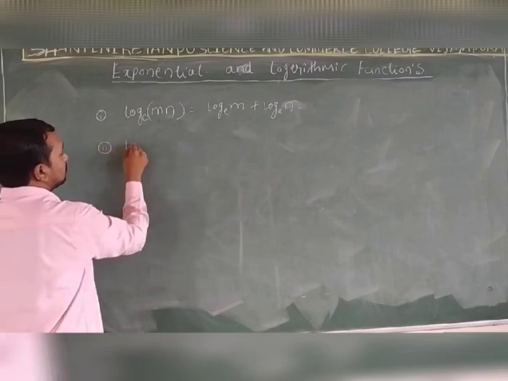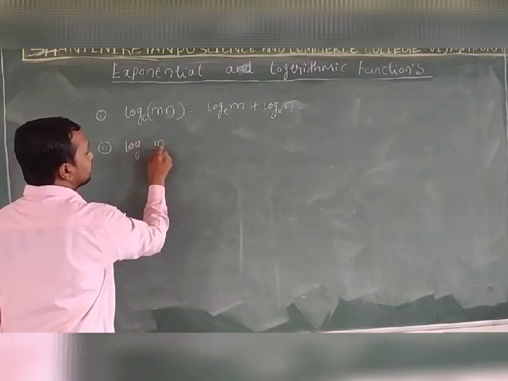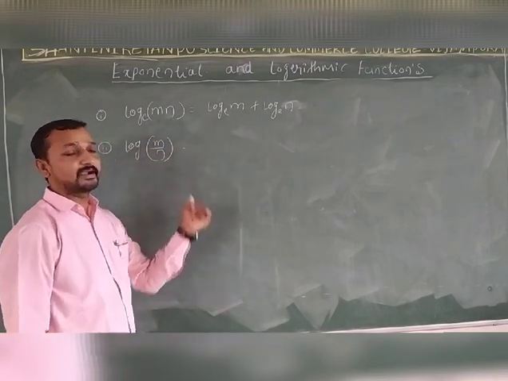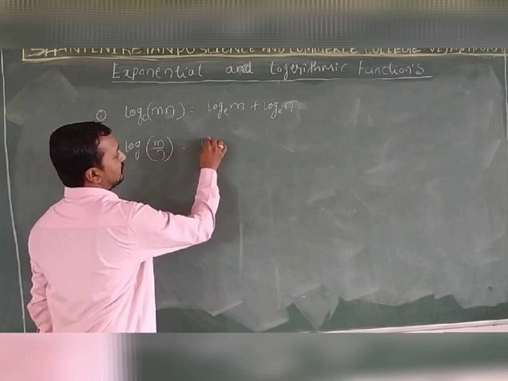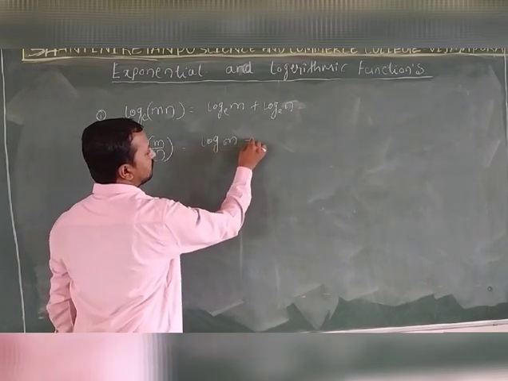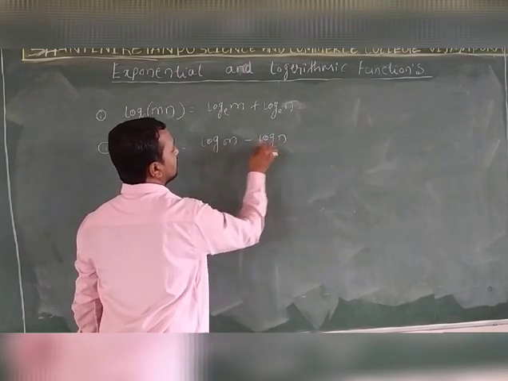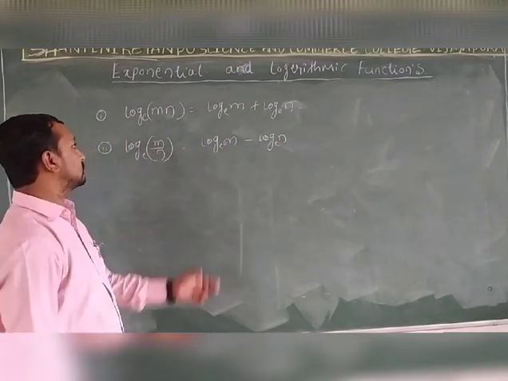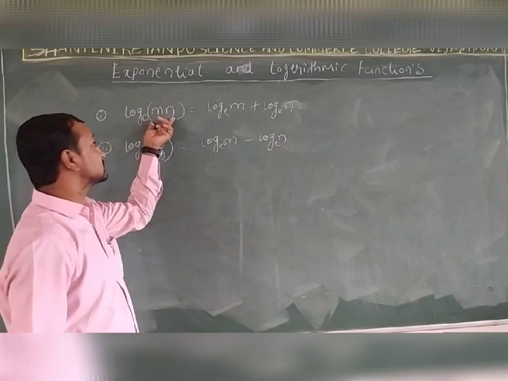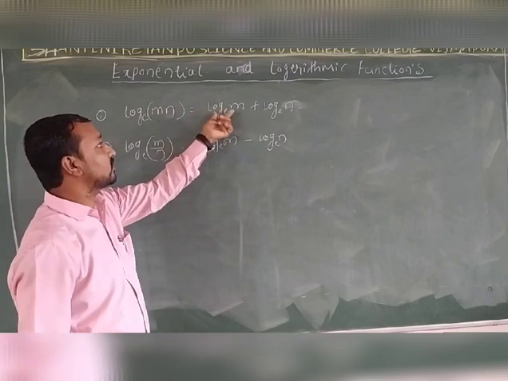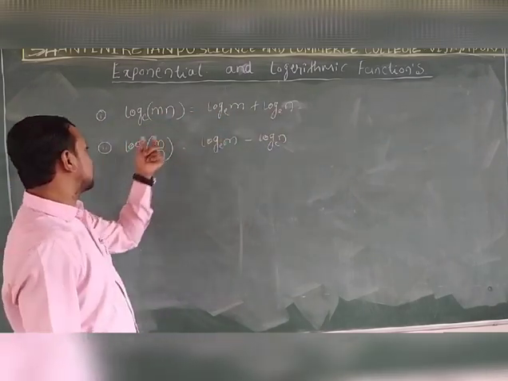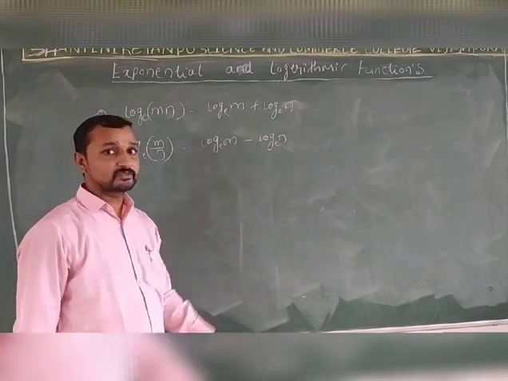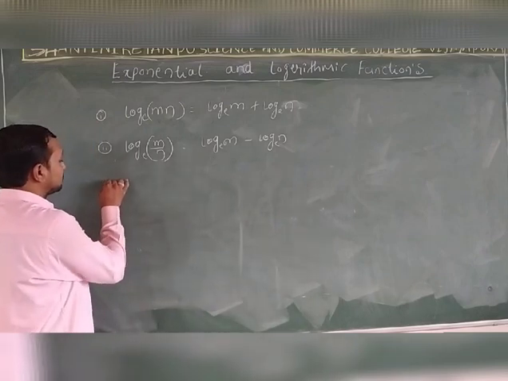Second one: log of m by n. The division rule of logarithm can be written as log m minus log n, to the base e. So the multiplication rule is log of m into n equals log m plus log n, and the division rule, log of m by n, equals log m minus log n. It's very important.